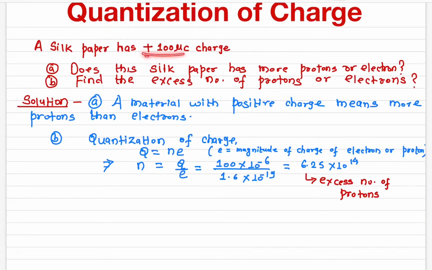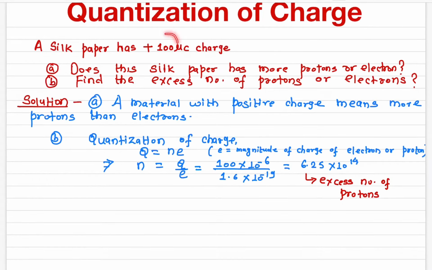So when it has the positive 100 microcoulomb charge, what does it mean? That means it has lost electrons. An object can have positive charge only when it has lost electrons. If you look at atoms, any atom has exactly the same number of protons and the same number of electrons. And if the atom loses electrons, then it has more protons. When it has more protons than electrons, we call that object a positively charged object.